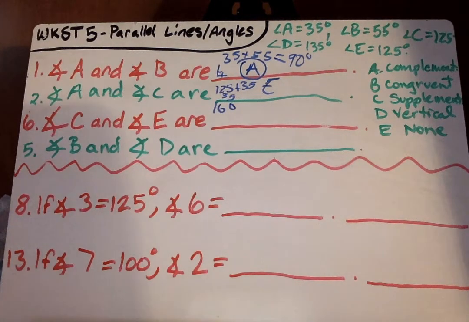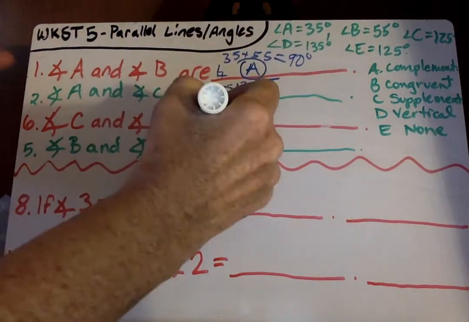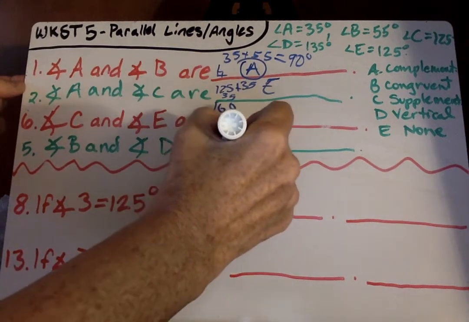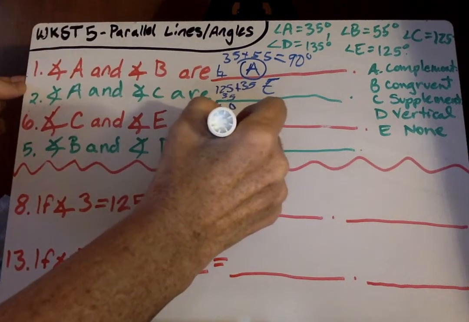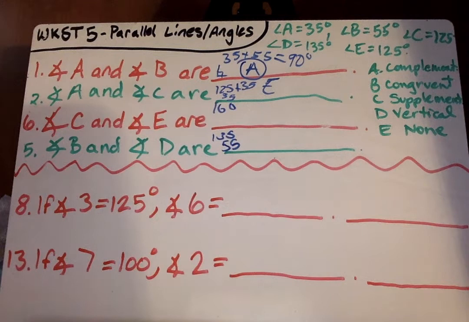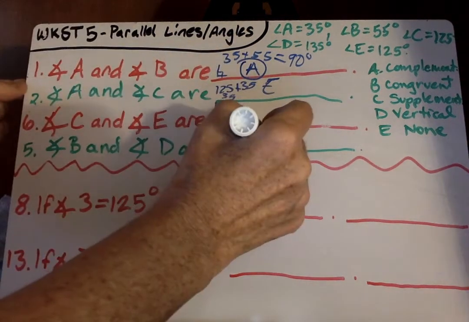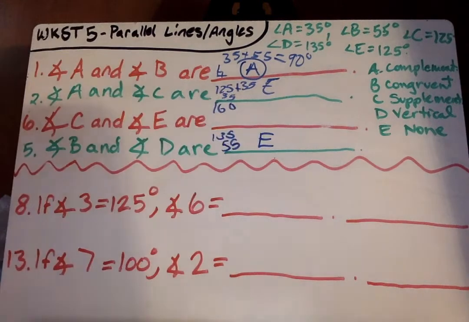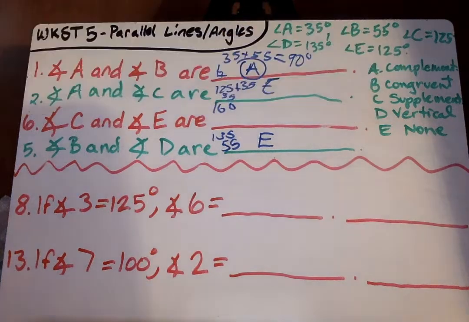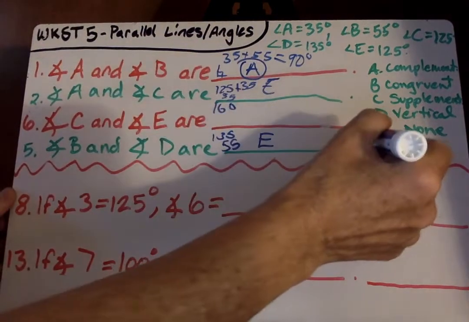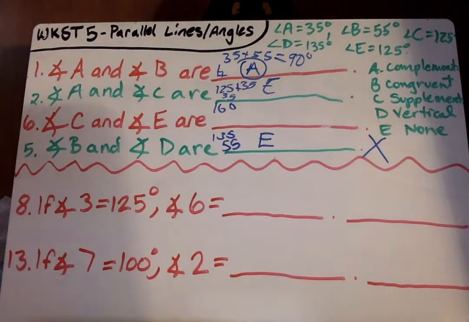Now I'm going to jump down here to 5, angle B and angle D. Angle B is 55, and angle D is 135. If I add those two together, I get 190, and that is also nothing. Remember, they have to add together to be 180 to be supplementary, 90 to be complementary. Congruent means they're the same measure. Vertical means that they would be the same measure. But since we don't have any drawings, we probably aren't going to use vertical.